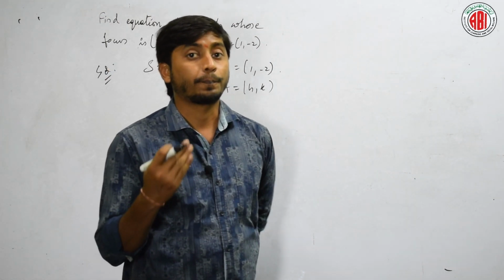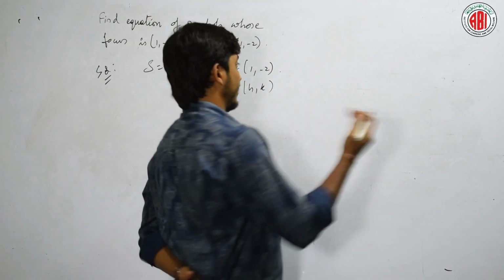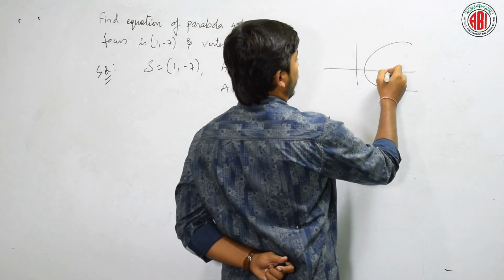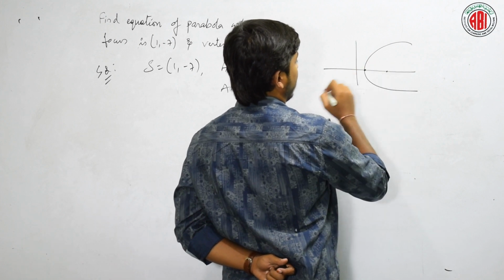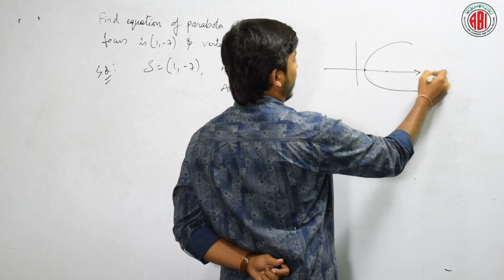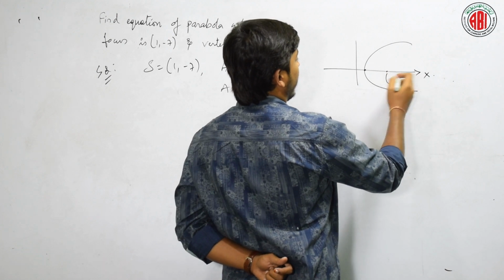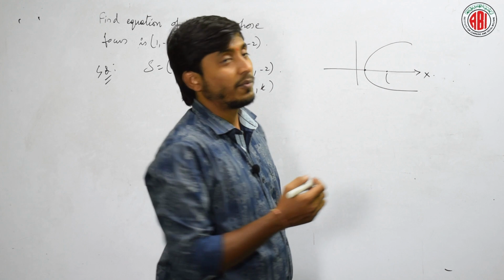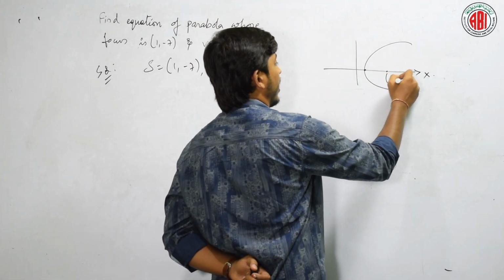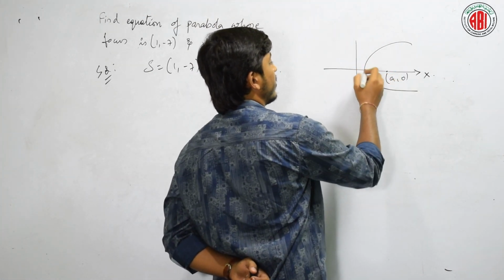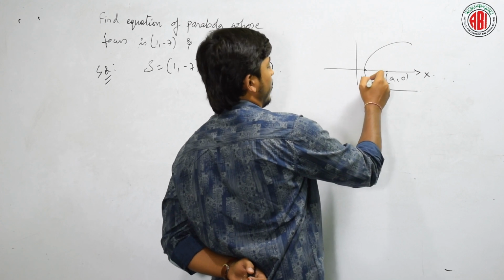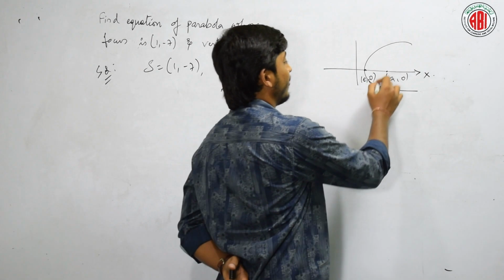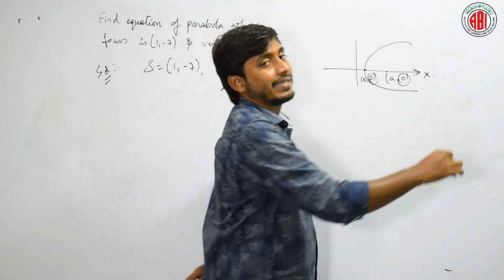Just think, or else let me give you an idea. This is a parabola, here is S and here is A. This is parallel to x. So, what kind of points can it have? Here it was a comma 0 and here it was 0 comma 0. Which coordinate was the same? The y coordinate was the same. So, it is parallel to x axis.